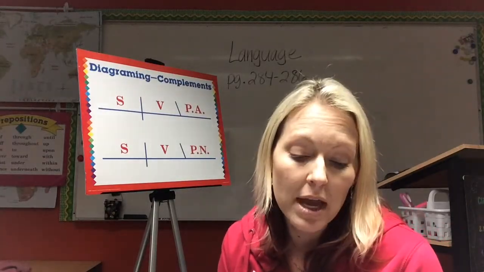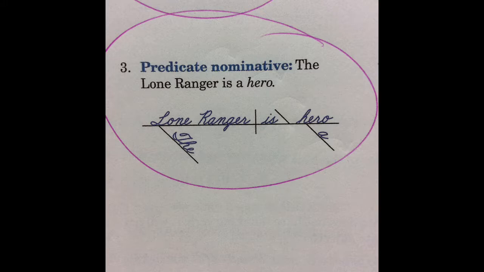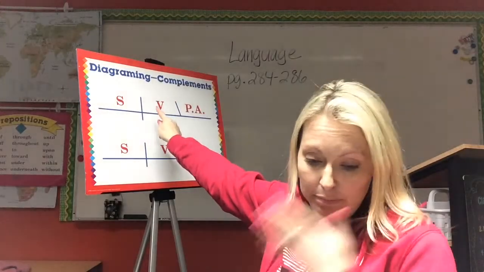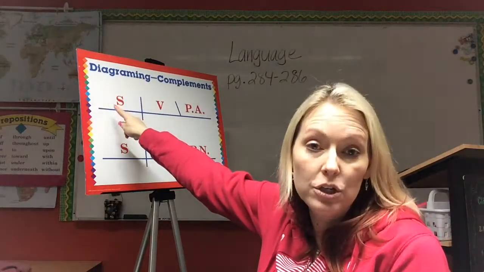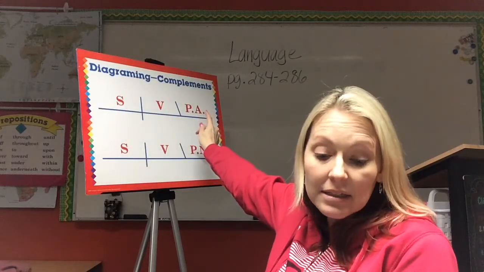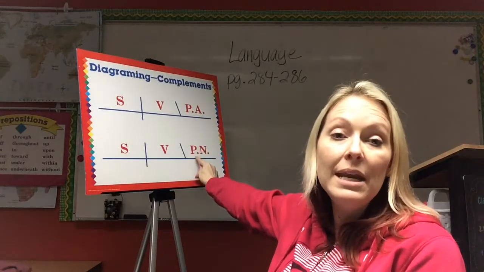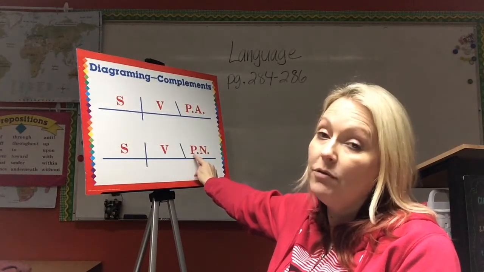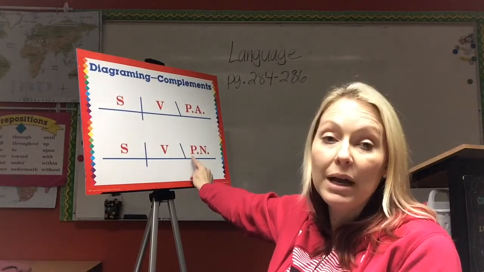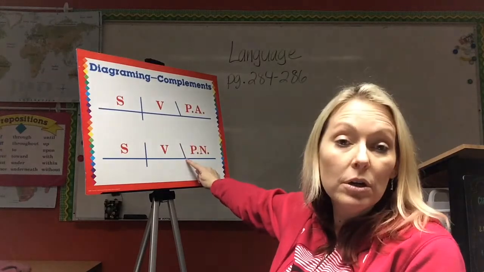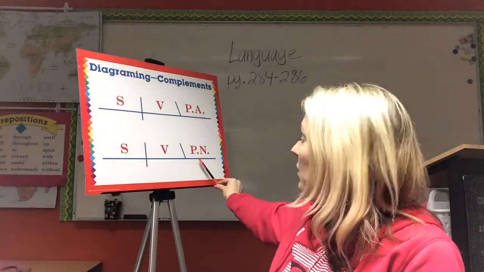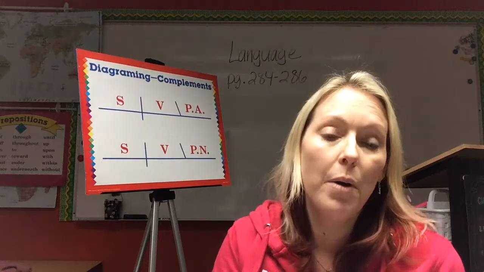Okay, so take a look at number 3, and it says the Lone Ranger is a hero. So we would put our linking verb of is, and then we would have Lone Ranger, right? And what is the Lone Ranger? Well, he is a hero, right? And so we're renaming him. That was predicate nominative, not describing him. So the Lone Ranger is a hero, so that would be predicate nominative. We would then put our diagonal line, and then of course, because this is a hero, we would go ahead and put our A underneath the hero part, okay?